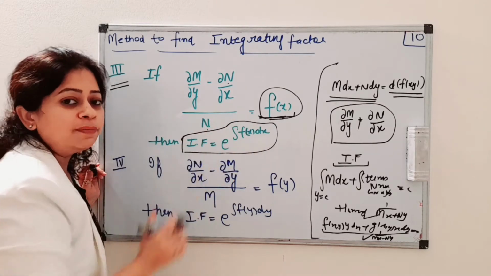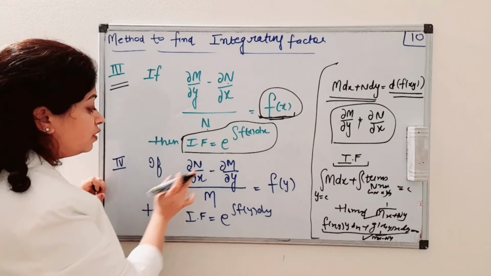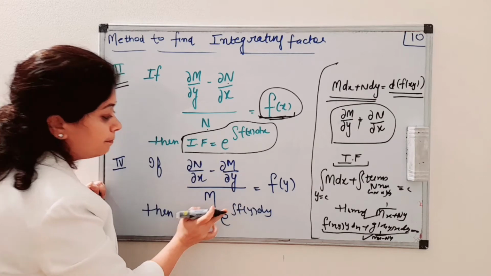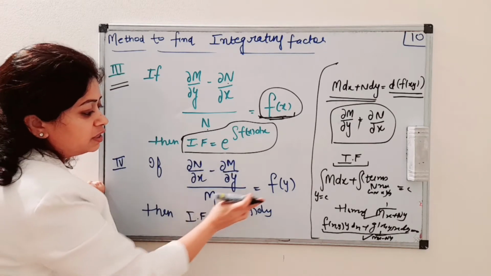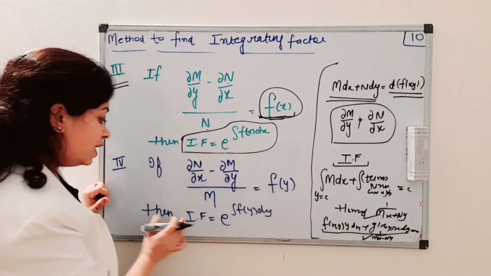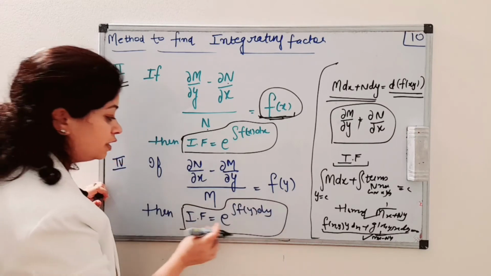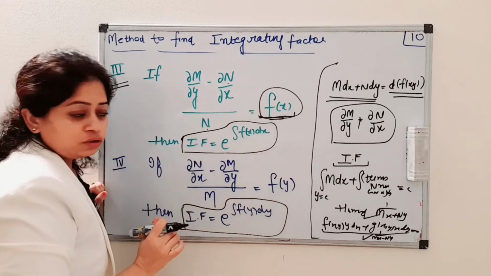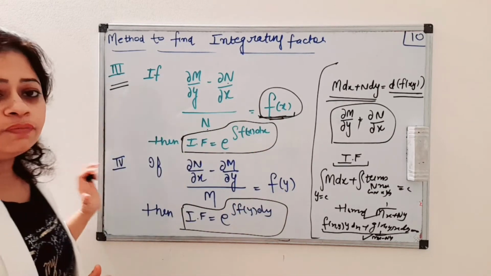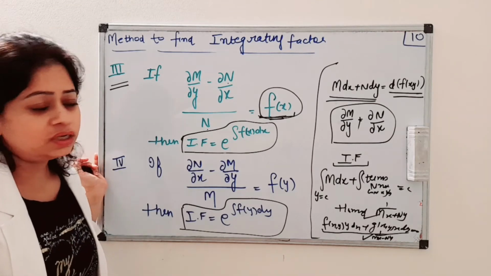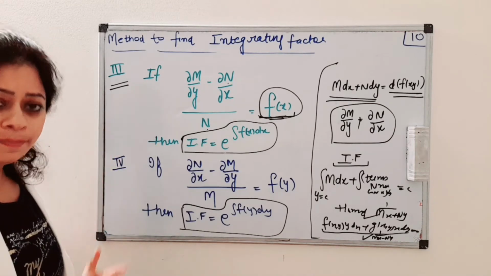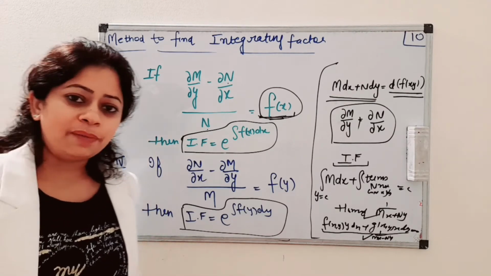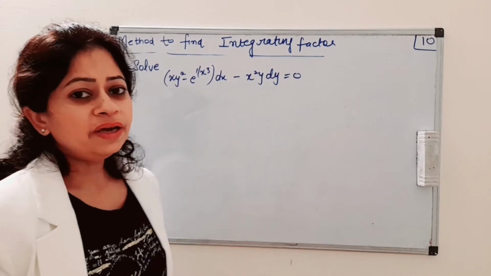We will see this with the help of an example also. And if (∂N/∂x minus ∂M/∂y) upon M, that means M is here, is equal to a function of y, then the integrating factor is e raised to the power integral of f(y) dy. It should not contain x. So these two methods are also very important to solve any differential equation. Now we will see with the help of examples how we apply these methods. So let's come to the example now. So now we have this example.